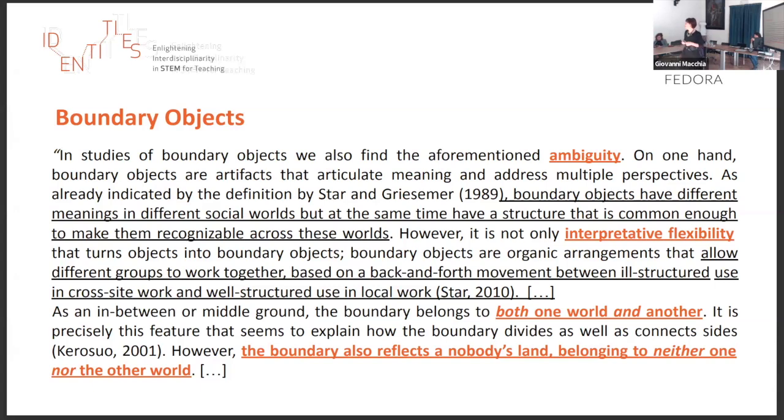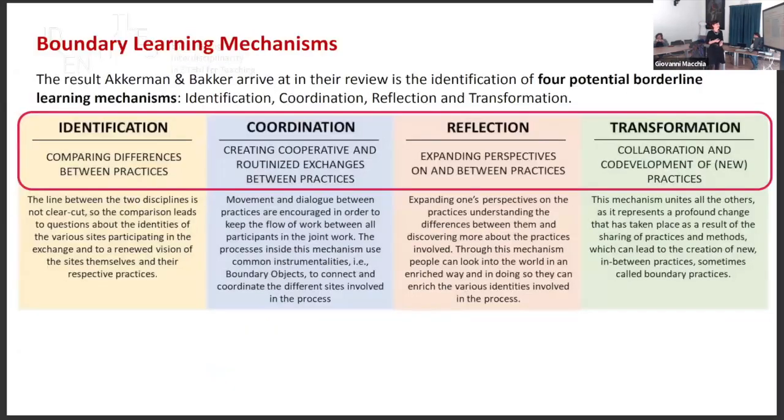I remember that your thesis was about the black hole, okay? And one aspect that they describe in detail is that let's imagine being in this boundary zone as boundary people using this boundary object.